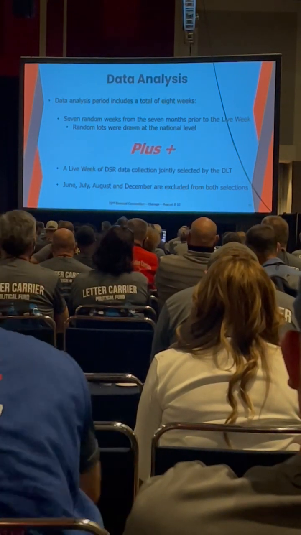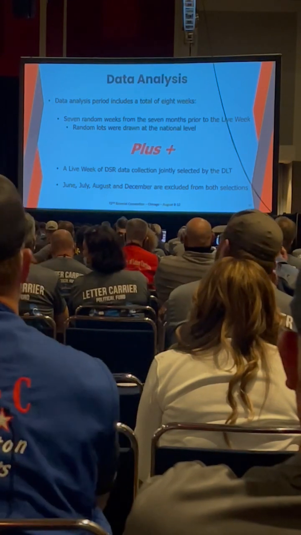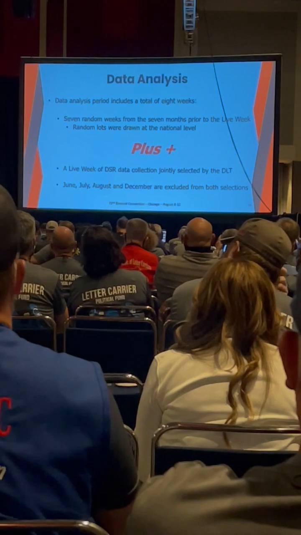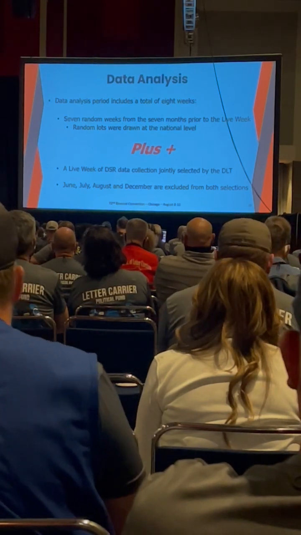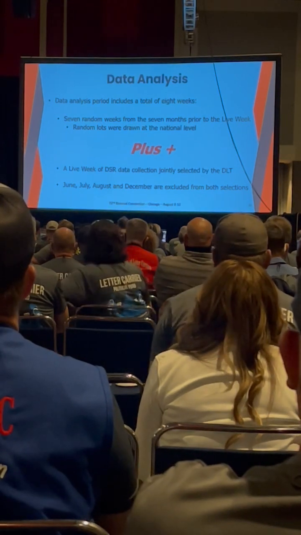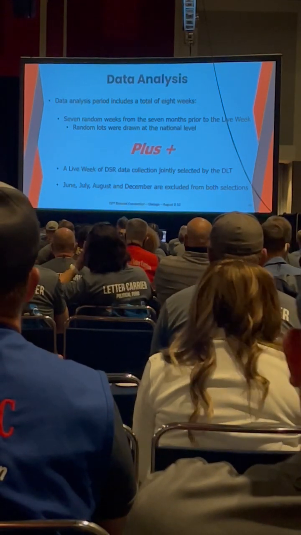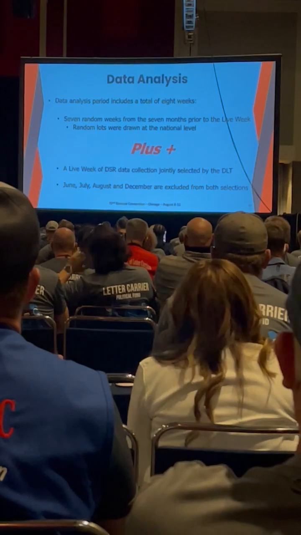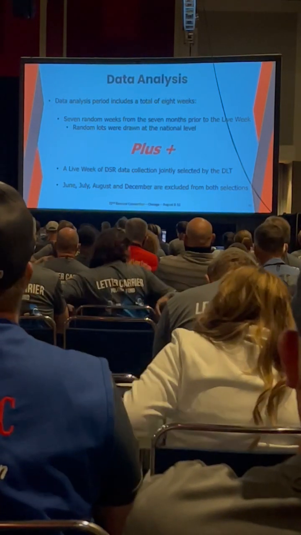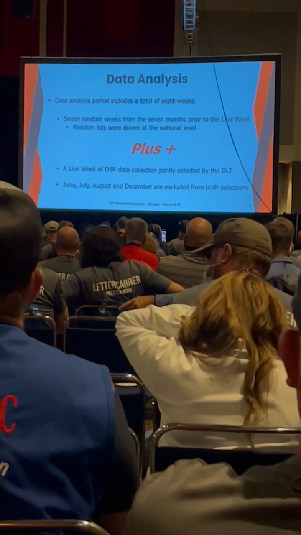So we're going to use those 7 random weeks from the 7 months, plus we're going to use a live week of DSR data collection, which will be jointly selected by the district lead teams. June, July, August, and December are excluded from both of those selections. We are not going to utilize any data from June, July, August, and December in these zones that are opted in during the selection period, because we never have, so we're not going to.